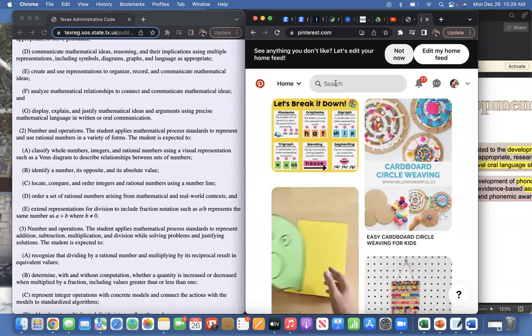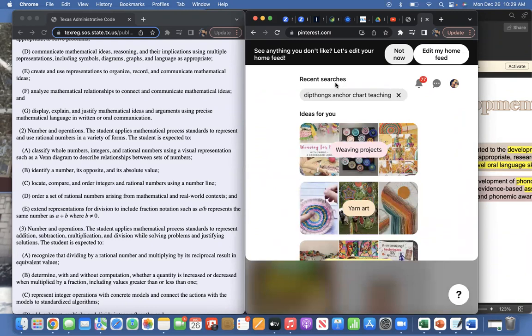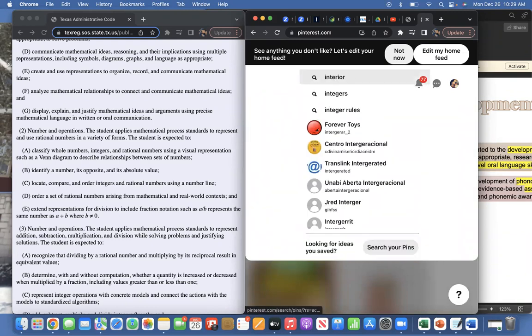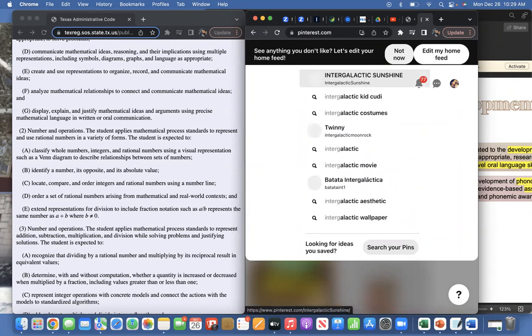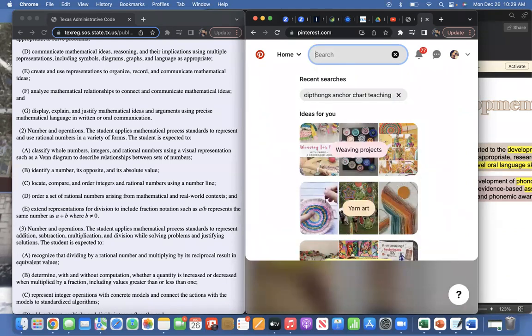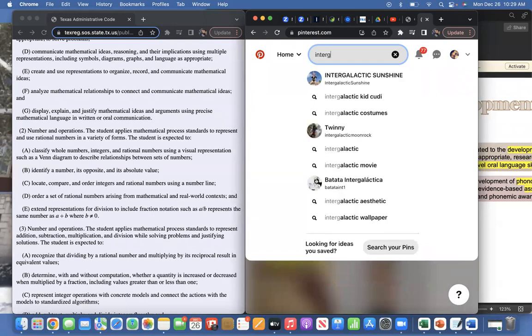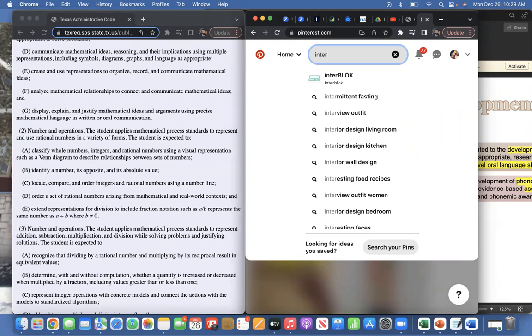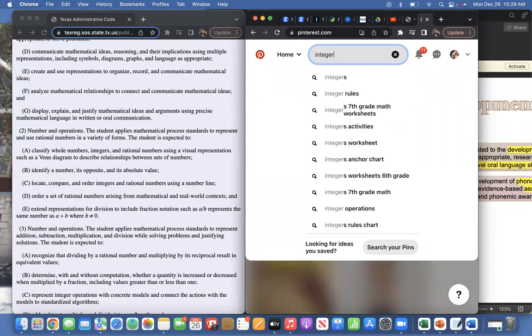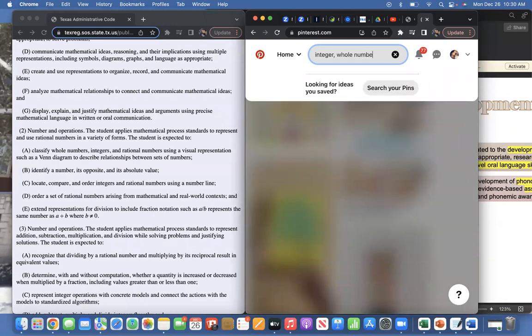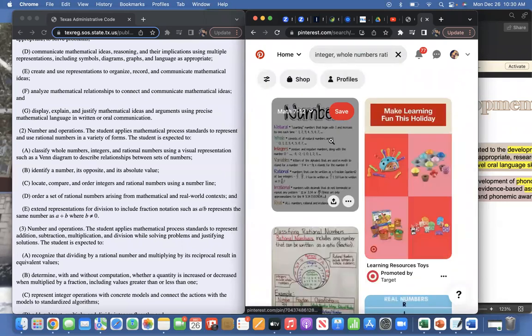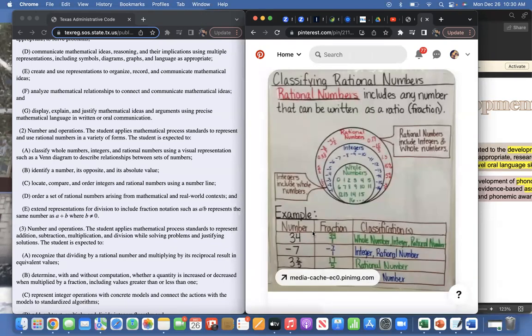So let's take a look at it. We need to be able to, integers. Did I spell it wrong? Why can't I see it? Okay, integers. Am I spelling it wrong? Oh yeah, I am. Integers, whole numbers. What was the other one? Rational. Let's see what we come up with. Oh, here we are.